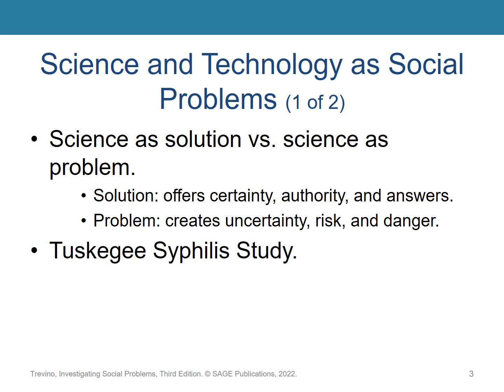So we talk about science as a solution versus science as a problem. As a solution, it offers certainty, authority, and answers to questions or social questions or issues. A problem is when it creates uncertainty, increases the risk and danger. One thing that highlights this is the Tuskegee syphilis study.